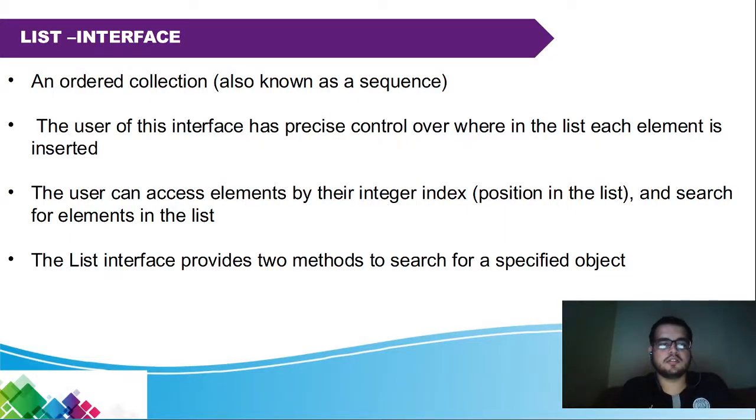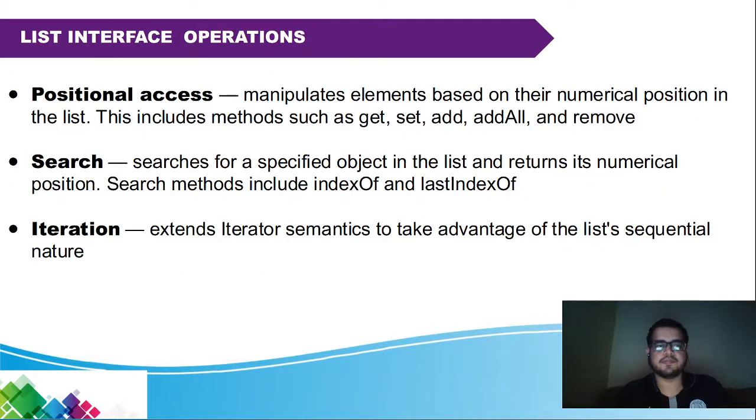So the list interface is an ordered collection. The user of this interface has precise control over where in the list each element is inserted. The user can access elements by their integer index and search for elements in the list. The list interface provides two methods to search for a specified object. So various operations are available in this interface, like positional access, search, and iteration.